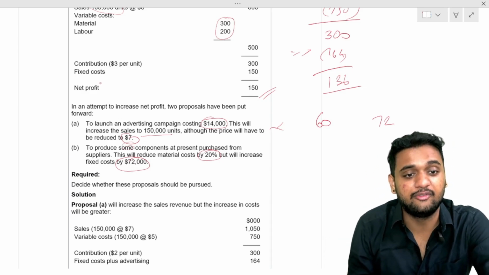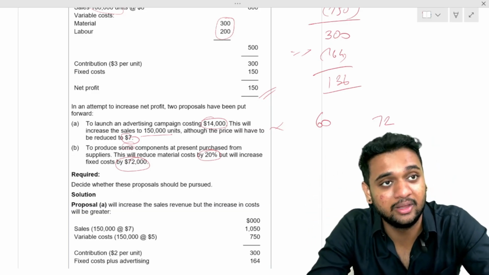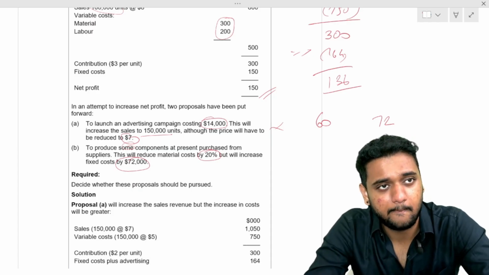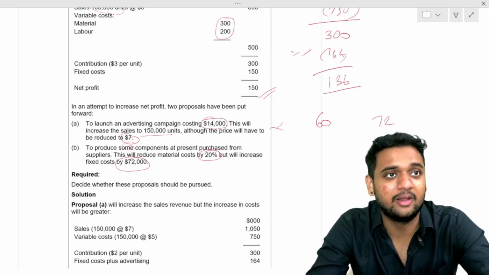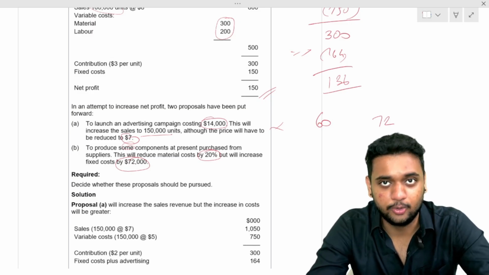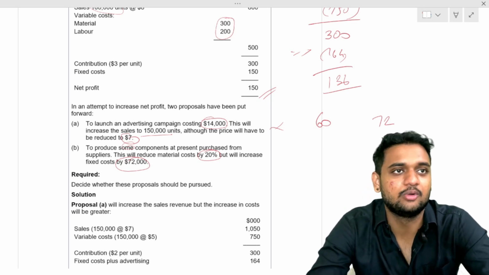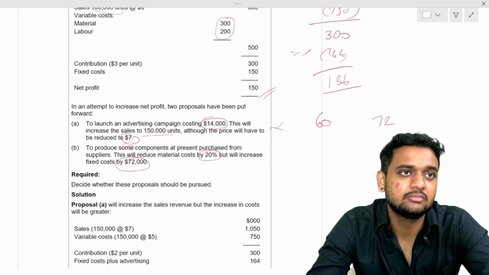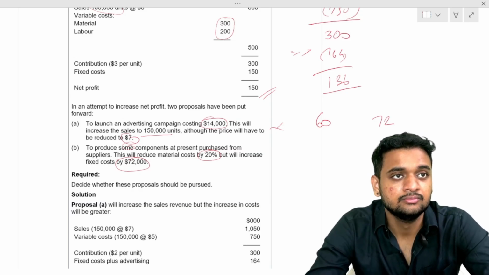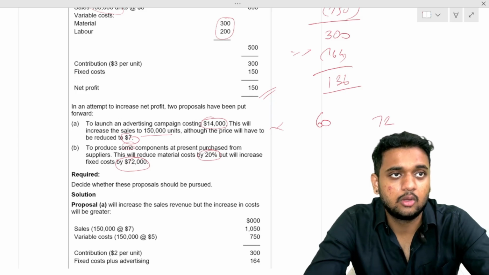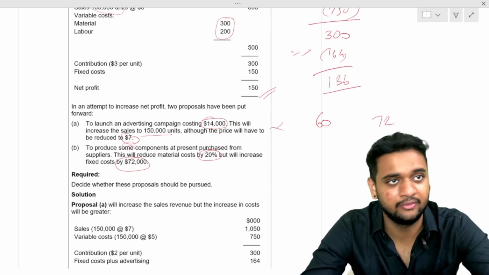To produce some components, incurring a fixed cost of 72,000. You are incurring a fixed cost, so what is the fixed cost? Fixed cost means some machinery you are getting. You bought some machinery to produce some components. But what about maybe electricity or something like that? Why will electricity be a fixed cost? They gave variable cost increasing now. Every year it will be increasing, we can tell.